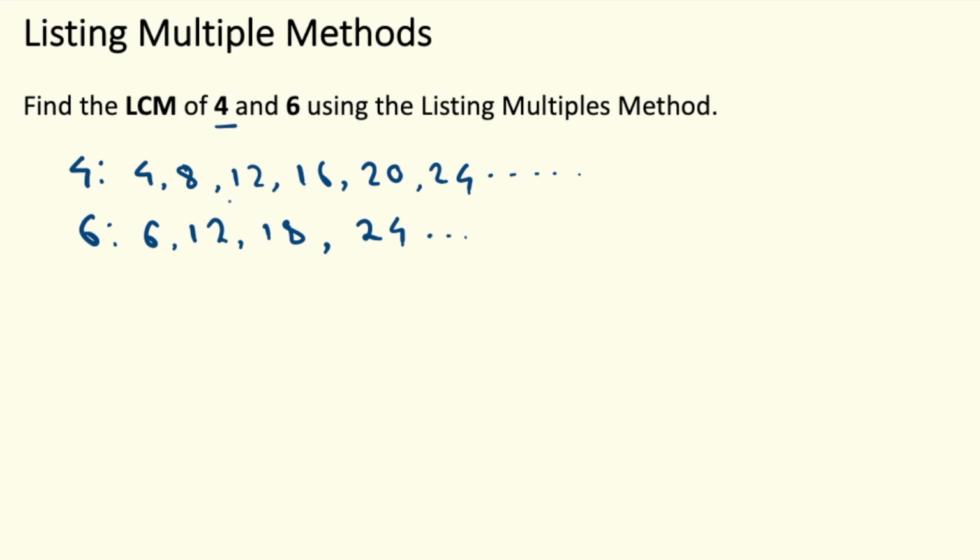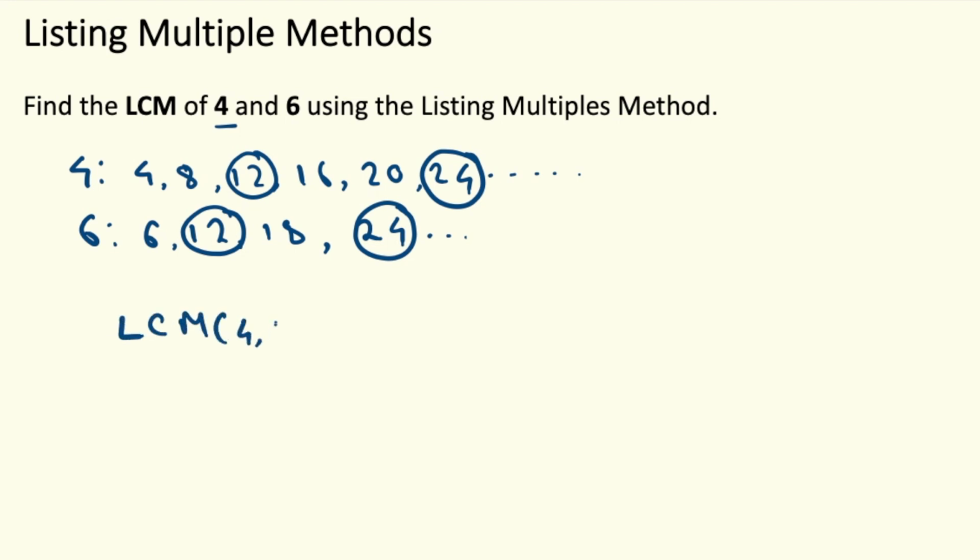Now if you see here, 12 comes in the list of 4 and also in the list of 6. Also, 24 comes in both the lists. But out of 12 and 24, 12 is the number which is least. So 12 becomes the LCM, or the least common multiple, of 4 and 6. I hope this method is clear to you. We shall also practice many more problems with this method in our upcoming videos.